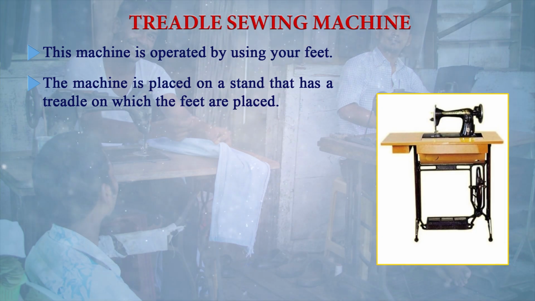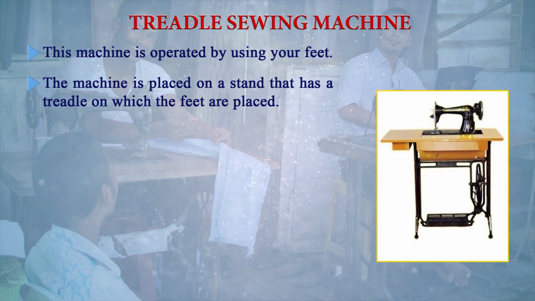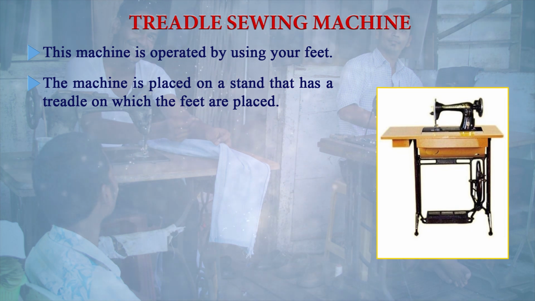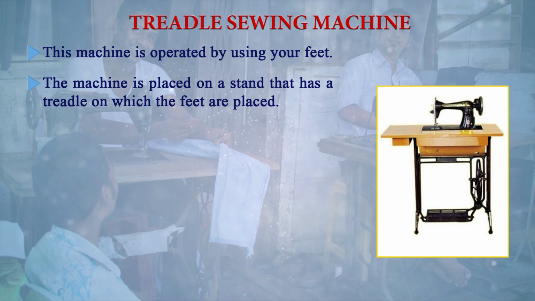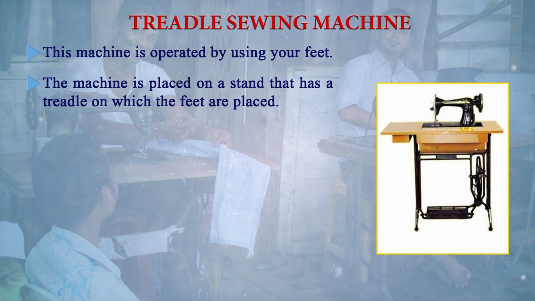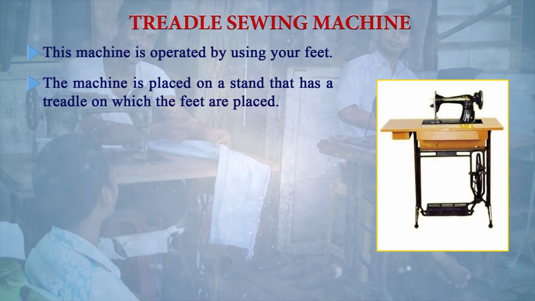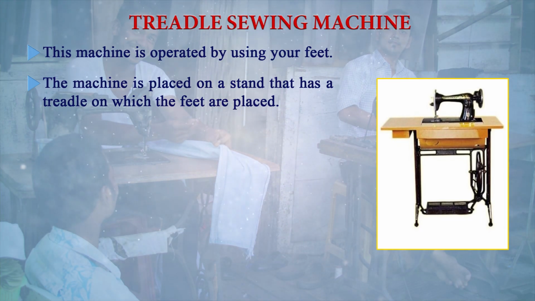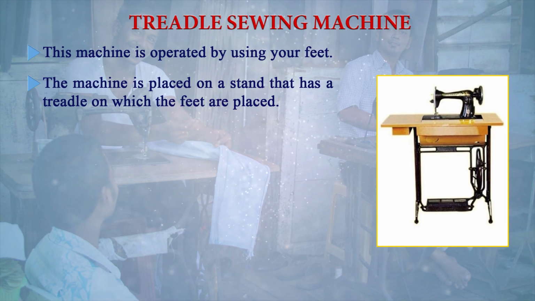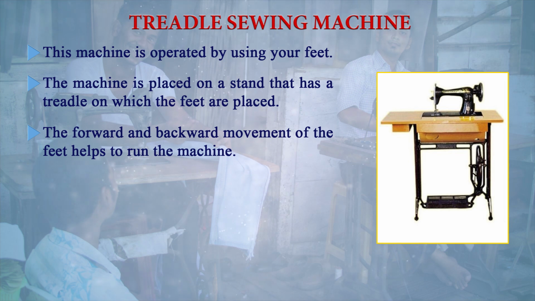This is how a treadle sewing machine looks. The machine is placed on a stand that has a treadle on which the feet are placed. So we have a stand or a table-like structure. Above that the machine is attached, and below the table we have a treadle, a stand-like structure on which we keep our feet, and when the feet are moved the machine operates. That's why it is called a treadle sewing machine. The forward and backward movement of the feet helps to run the machine.